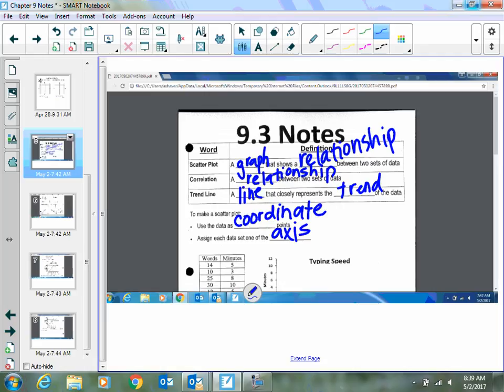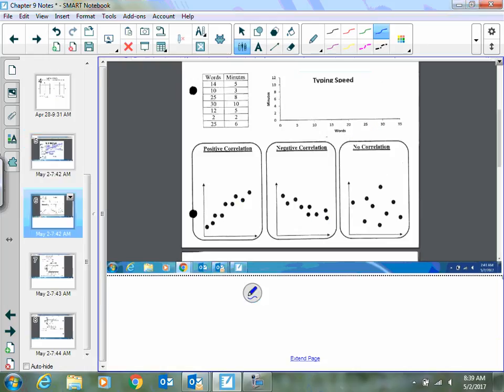Questions? Okay, so looking at this next one, we're going to make a scatter plot of typing speed. So the amount of words you can type per minute. Everybody with me? So I've assigned words on the bottom, minutes on the Y. So all you do is you say, okay, 14 words in 5 minutes. So I go find 14, I find the 5, and I put a dot. That's all a scatter plot is. A scatter plot is a bunch of points. So you're going to continue. So then go to 10, go up to 3.